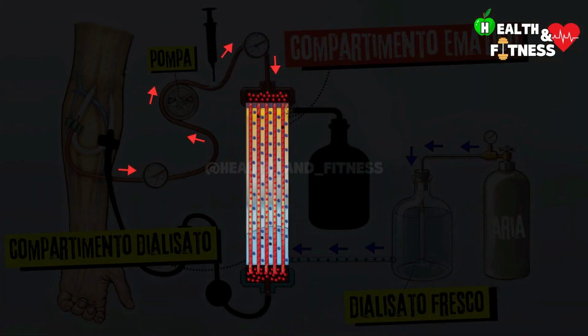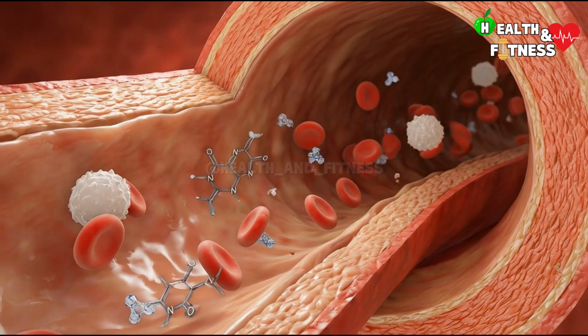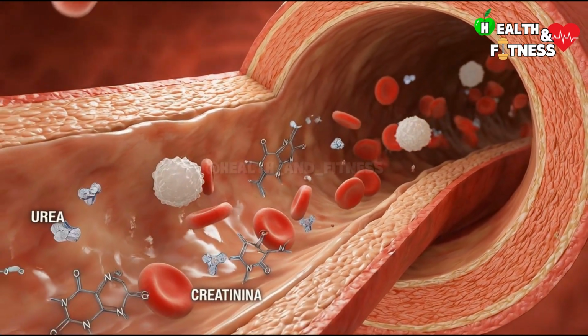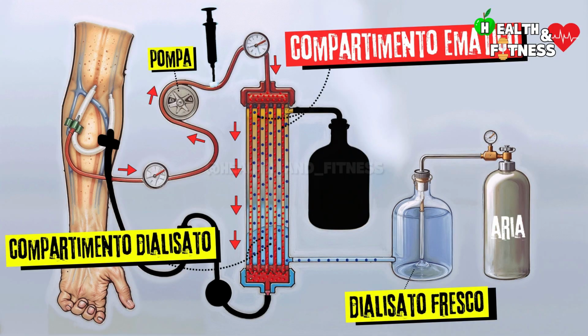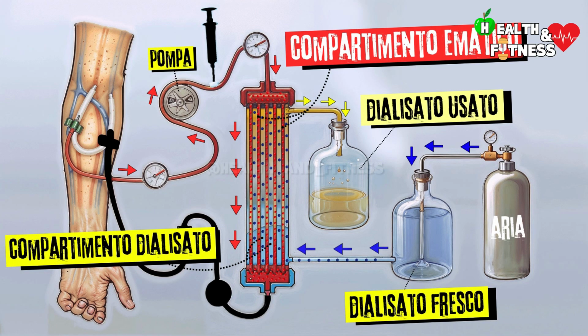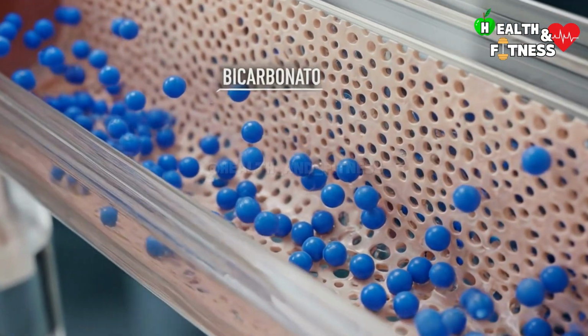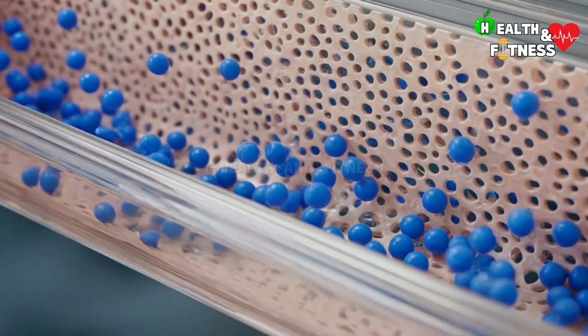Because of the difference in concentration between the two compartments, molecules move from the area of higher concentration to the area of lower concentration until equilibrium is reached. Waste molecules in the blood, such as urea and creatinine, cross the semi-permeable membrane and pass into the dialysate, while at the same time, the blood receives substances needed to correct electrolyte imbalances, such as bicarbonate and calcium.